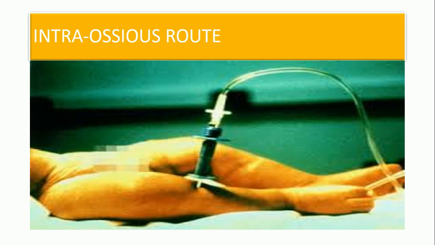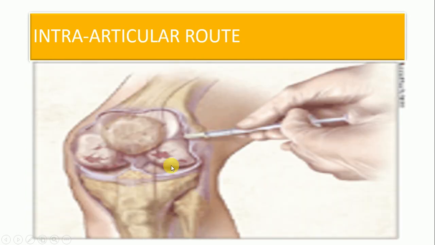So as you see, the needle is injected directly into the bone. And the other route is the intra-articular route. Articular means in the place of the joint. So suppose someone has rheumatoid arthritis, when we want to administer the drug, what route will we use? We use the intra-articular route in order to access the joint. As you see, this is the knee joint, and this is a needle. A doctor is trying to access this part in order to administer the drug.